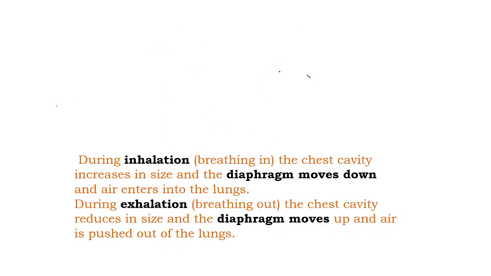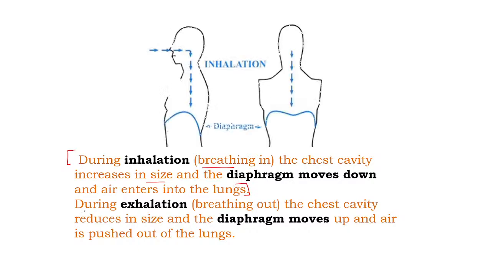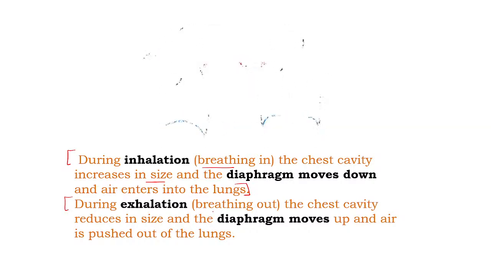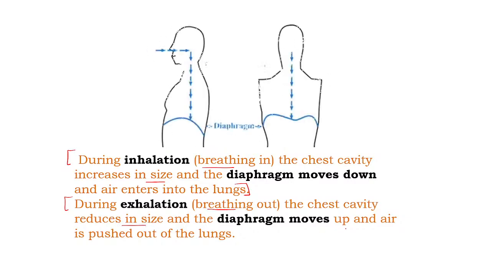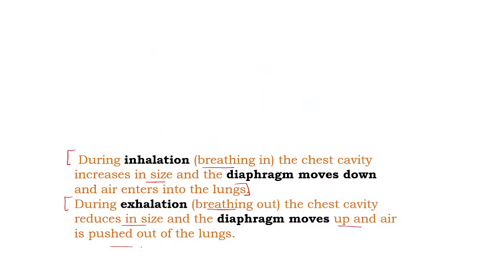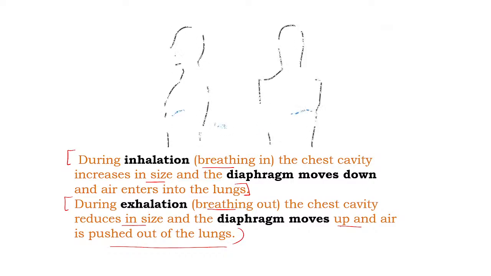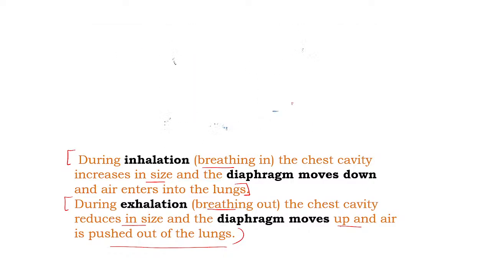Same thing I have put up over here. During inhalation, when we are breathing in, the chest cavity increases in size, the diaphragm moves downward and air enters into the lungs. During exhalation, what happens? When we are breathing out, the chest cavity reduces in size, the diaphragm moves up and air pushes out of the lungs. That's the breathing mechanism. Okay, with that we have almost finished with the breathing mechanism in human beings.